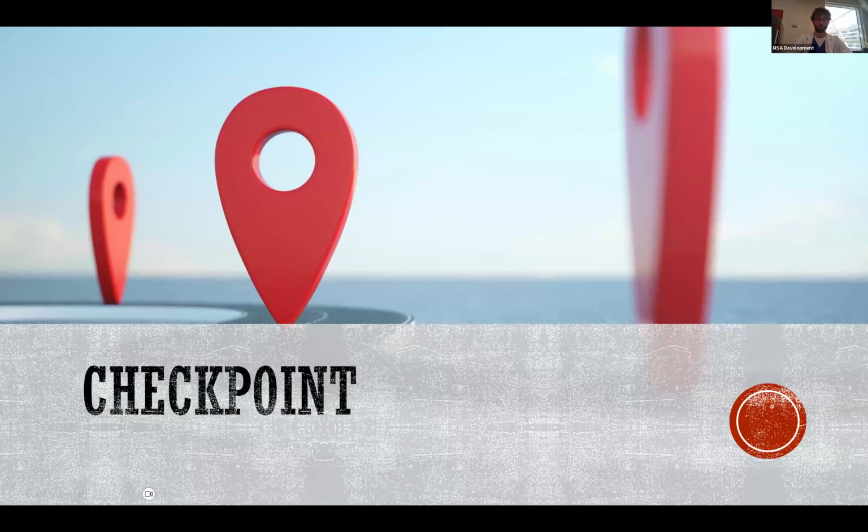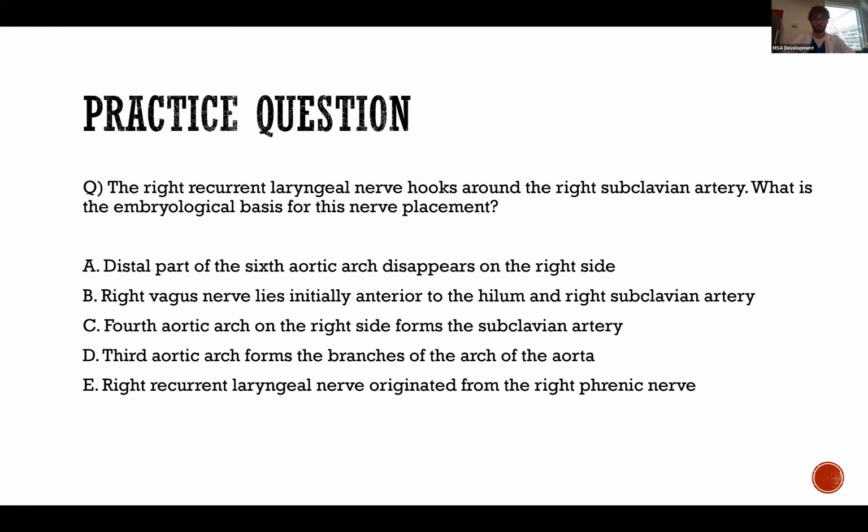Another checkpoint. Now we're done with this lecture as well. And this is the first practice question. The right recurrent laryngeal nerve hooks around the right subclavian artery. What is the embryological basis for this nerve placement? The answer would be the distal part of the sixth aortic arch will disappear on the right side. So we don't have a ductus arteriosus on the right side, that's why the recurrent laryngeal nerve will go to the right subclavian artery. Obviously, the left recurrent laryngeal nerve, as we said, will go where? To the ductus arteriosus because it's present.